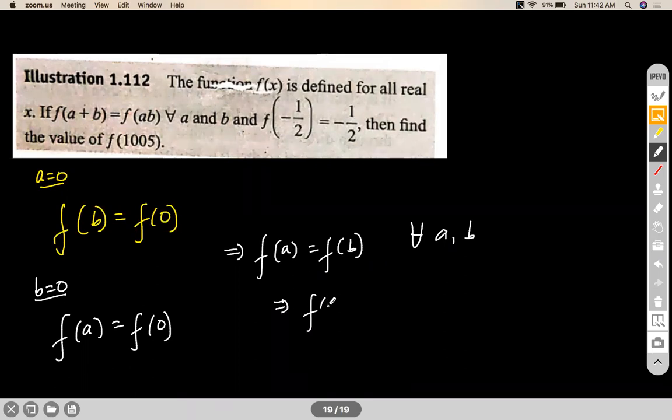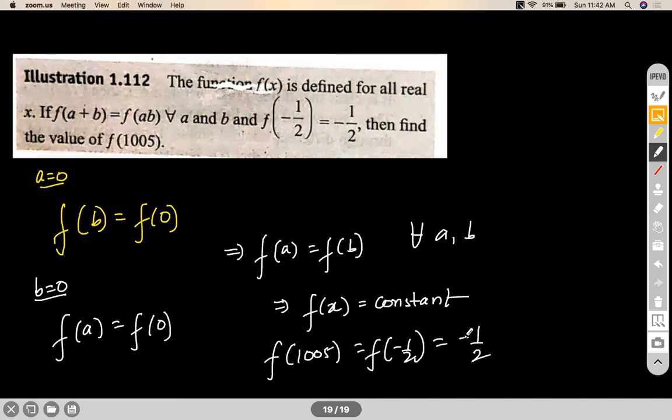What does it say about the nature of the function? It says that this function is actually a constant function. If it is a constant function, f of 1005 will be the same as f of minus half. The answer will be minus half only.